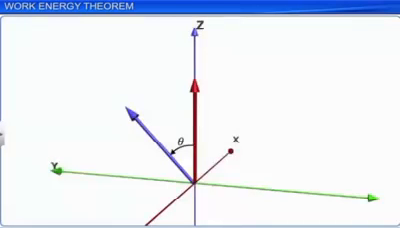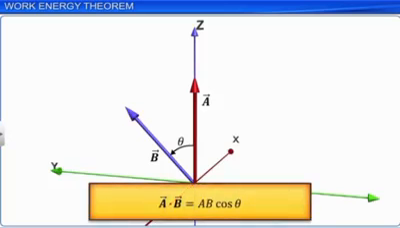The dot product of two vectors A and B is equal to the product of the magnitude of the two vectors and the cosine of the angle between the two vectors. The result of a dot product is always a scalar.